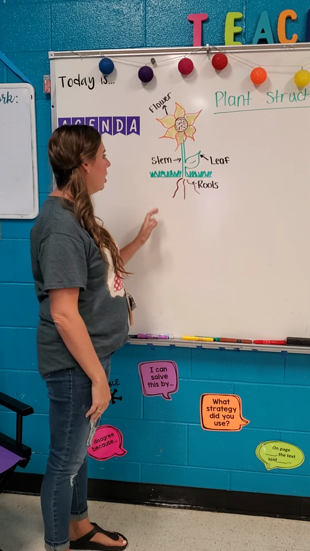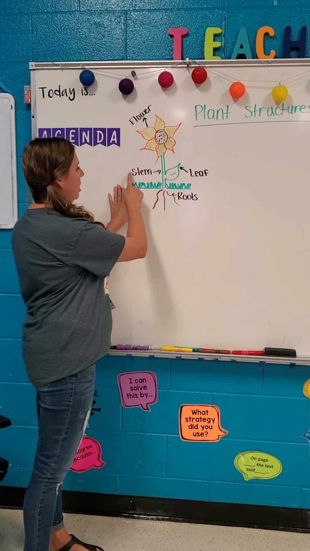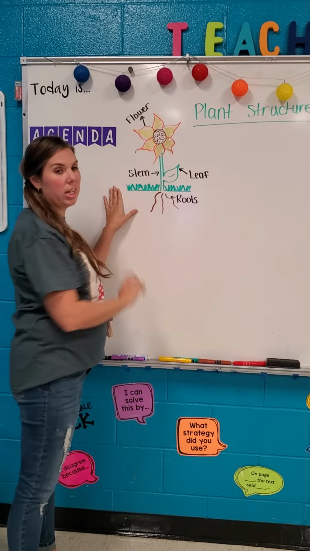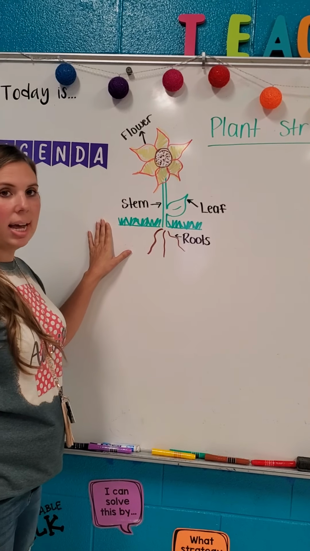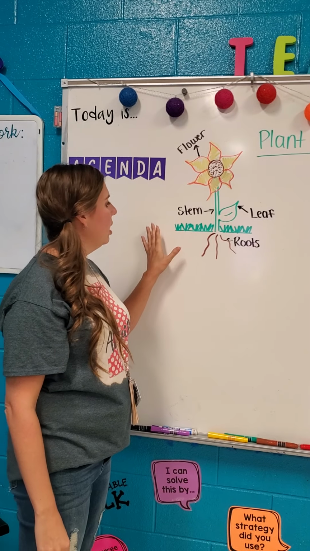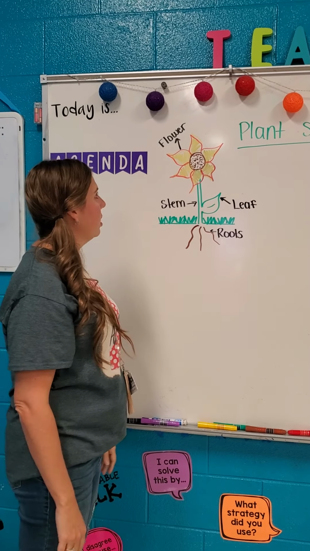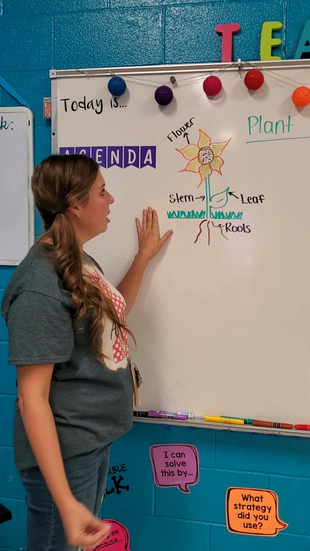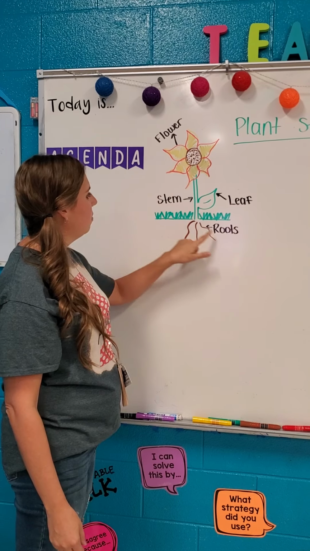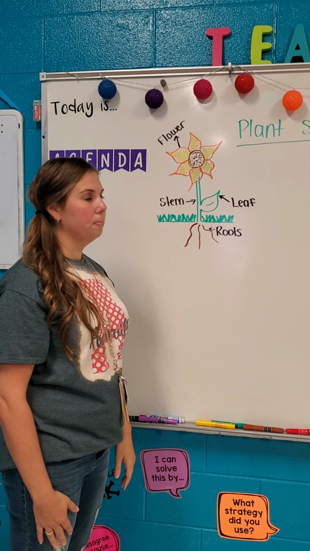So on the board I have a diagram, and we call this a diagram because it has labels. If it didn't have labels, we could just call it a picture. But in science or other subjects, if you add labels to your picture, that kind of bumps it up and we'll call it a diagram. So I have a diagram on the board of a sunflower, and I've labeled some of the basic plant parts that you probably heard about yesterday.